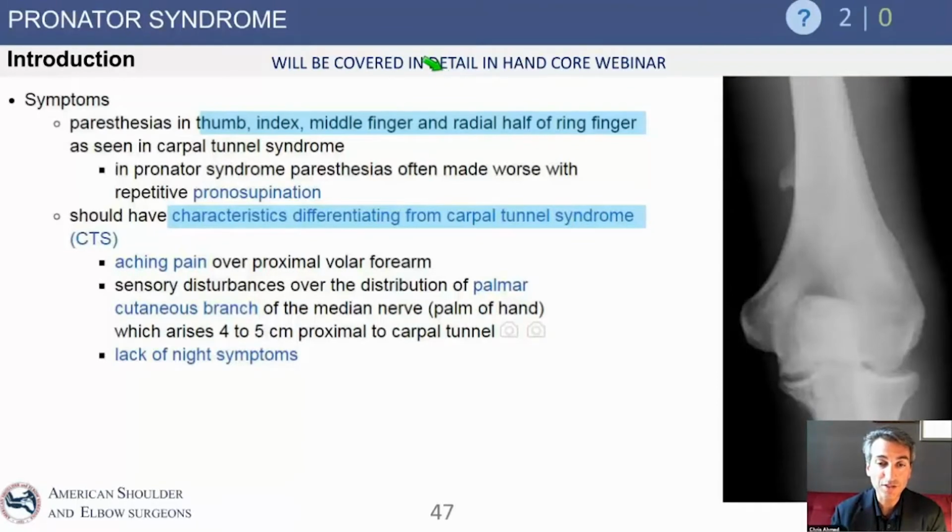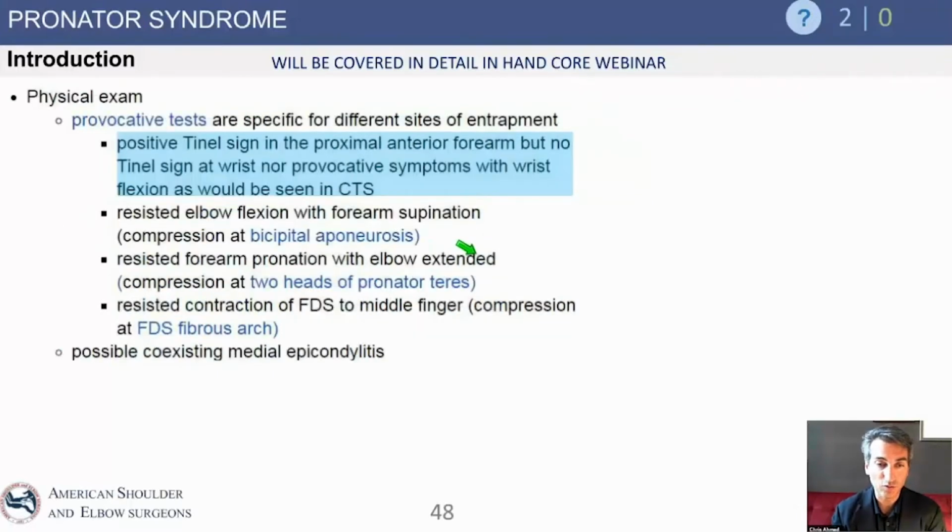Well, the patients complain of aching pain over the proximal volar forearm. They'll have sensory disturbances over the palmar cutaneous branch of the median nerve. So this will be a little bit higher up than classic cubital tunnel syndrome, and they don't typically have night symptoms like cubital tunnel syndrome has.